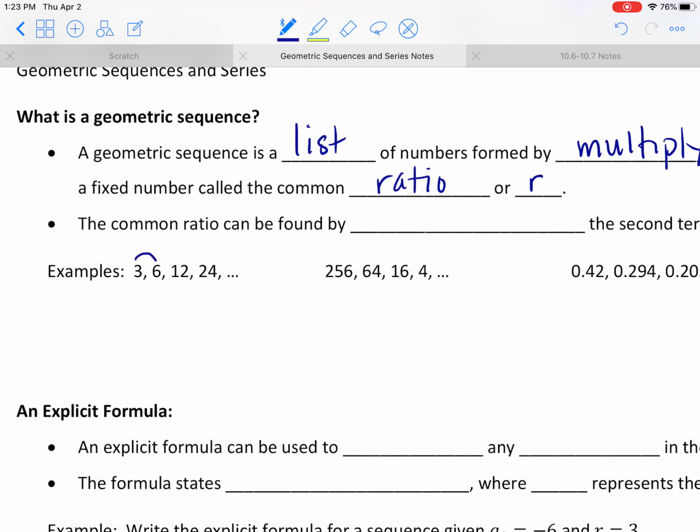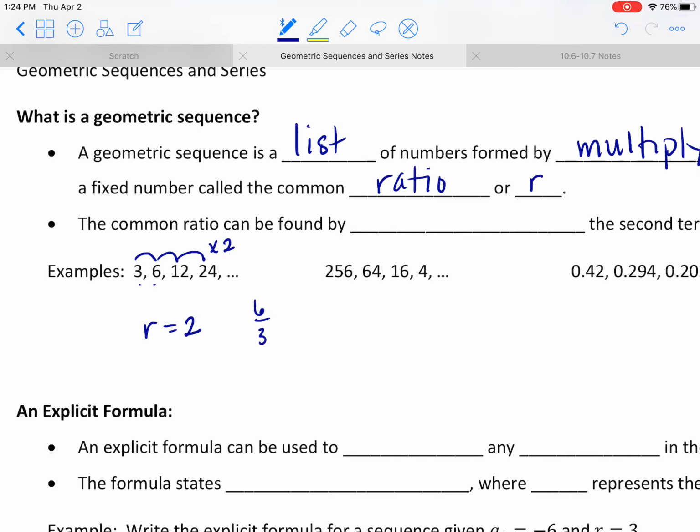And the common ratio is sometimes going to be something that's easy to see. For example, in our first list here, it's pretty easy to see that to go from 3 to 6, or 6 to 12, or 12 to 24, we're just multiplying by 2. So we would say that the common ratio in this first list is 2.